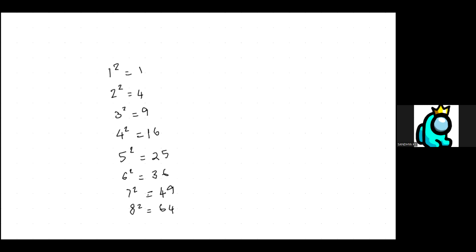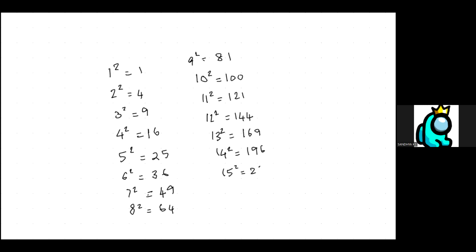2 square, 4. 3 square, 9. 4 square, 16. 5 square, 25. 6 square, 36. 7 square, 49. 8 square, 64. 9 square, 81. 10 square, 100. 11 square, 121. 12 square, 144. 13 squared, 169. 14 squared, 196. 15 squared, 225. 16 squared equal to 256.